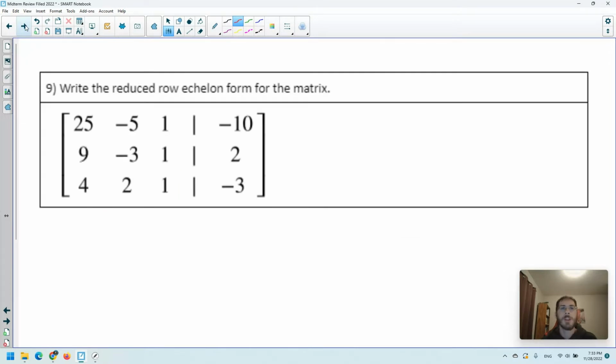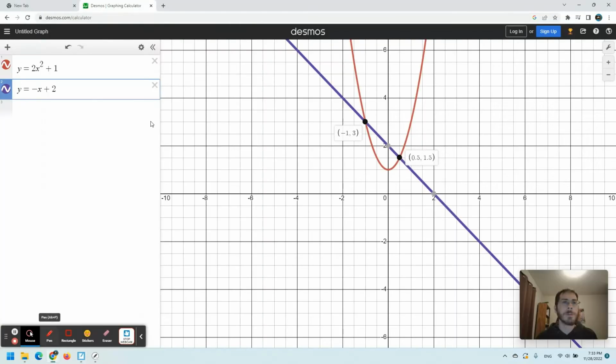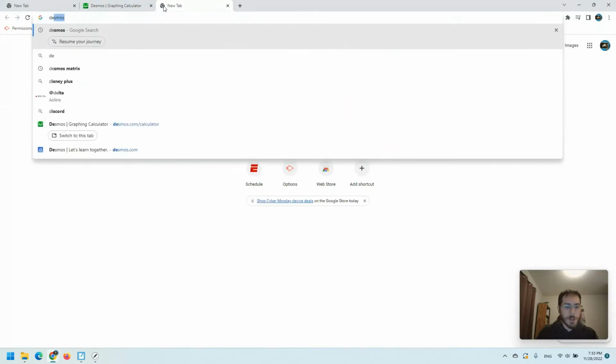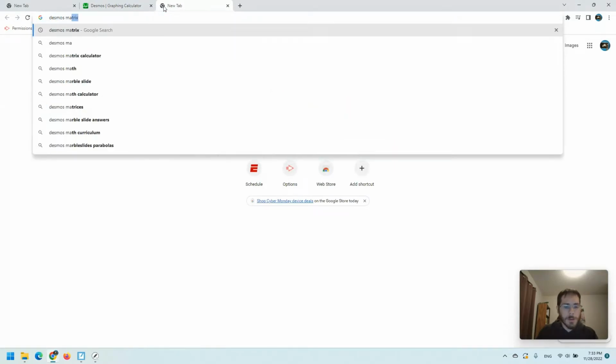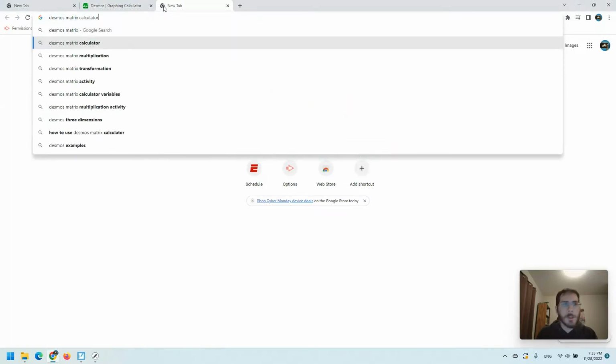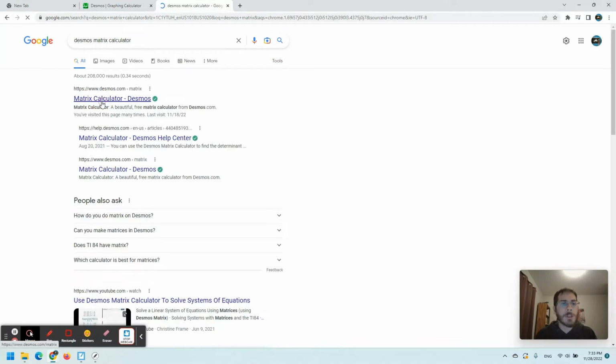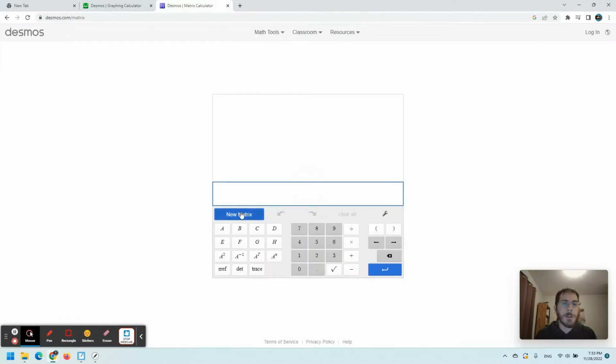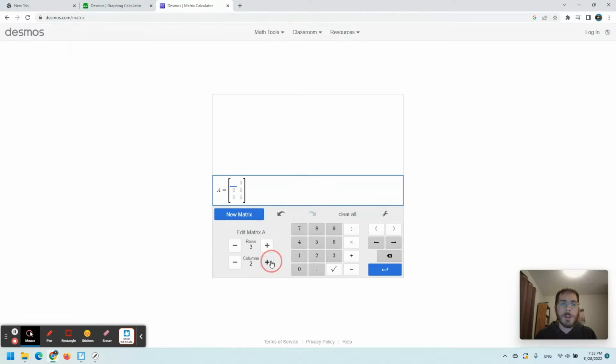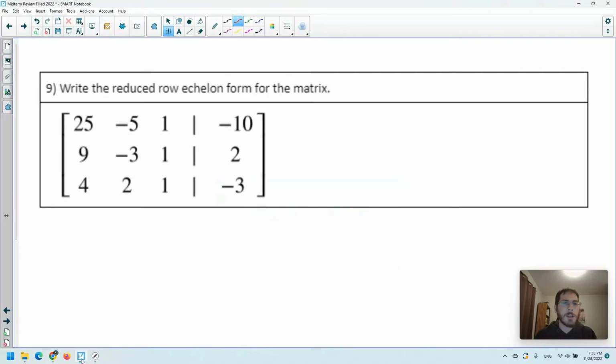9, write the reduced row echelon form for the matrix. So here we got to do some RREF. I should have loaded up the matrix calculator, but we'll do that right now. Calculator, because we have to plug this into the matrix calculator, and then we'll do the RREF. So I want a new matrix. I want to make it a little bit bigger. And let's see my numbers.